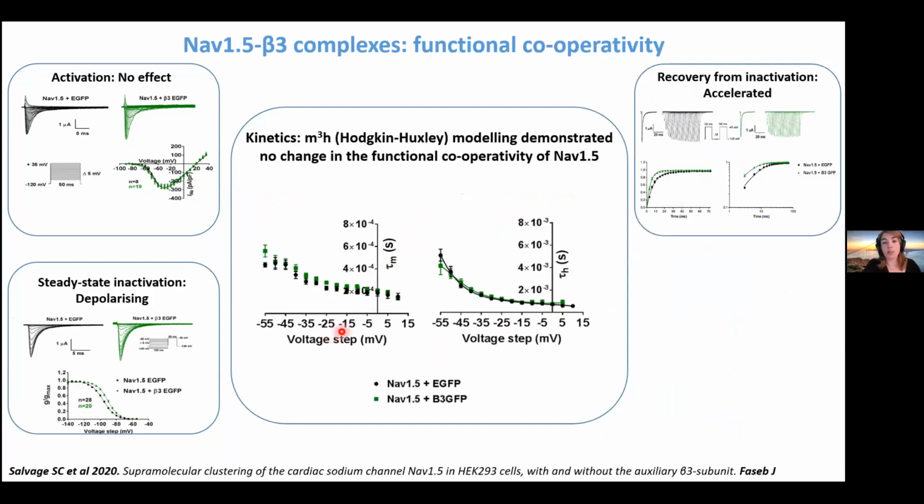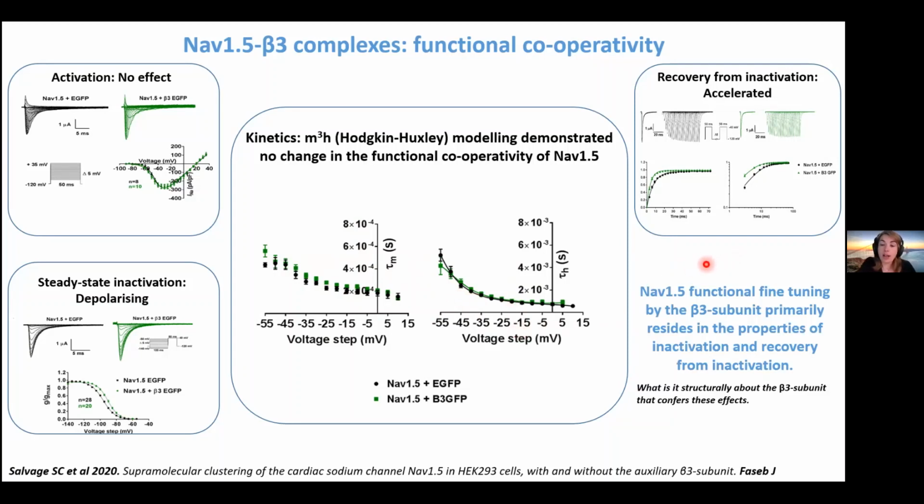And one final thing we looked at, moving on from steady state properties, was the kinetics of the activation-inactivation process. So we did some Hodgkin-Huxley modeling, and this uses an m-cubed function, which represents the 3 activation gates, and the h function, which is the single inactivation gate, and derive time constants for these parameters. What you can see is the presence or absence of beta 3. These curves are largely similar, so the time constants of these processes do not change in the presence of beta 3. This means that the functional cooperativity of NaV 1.5, so the propensity of another channel to open as one is activating, is largely unchanged.